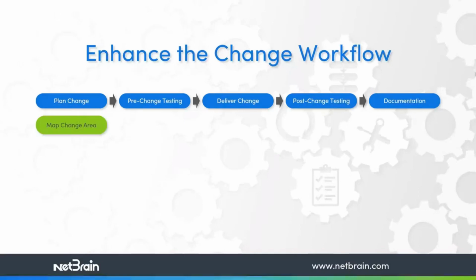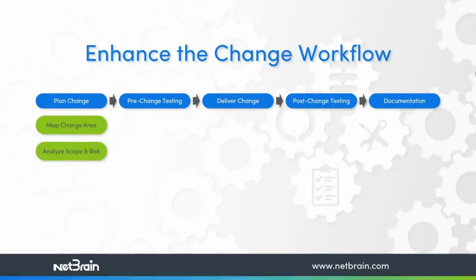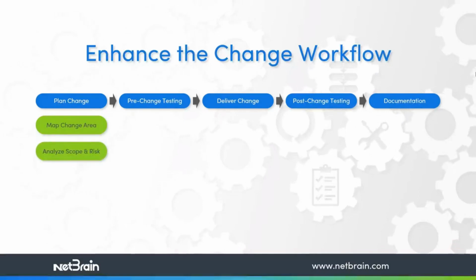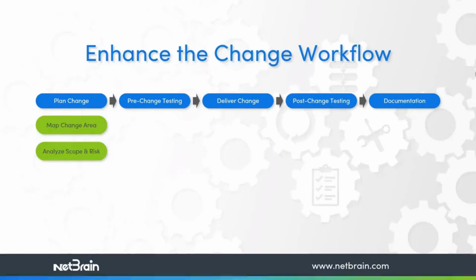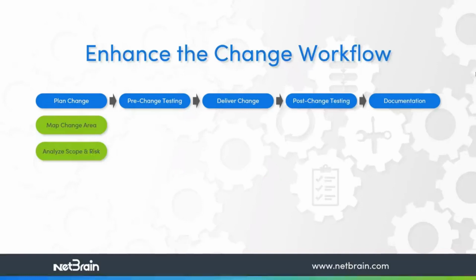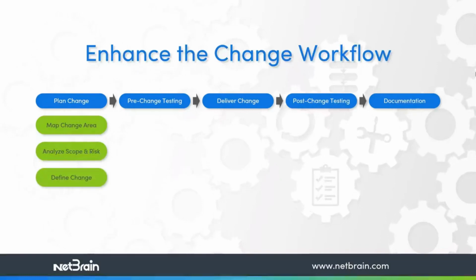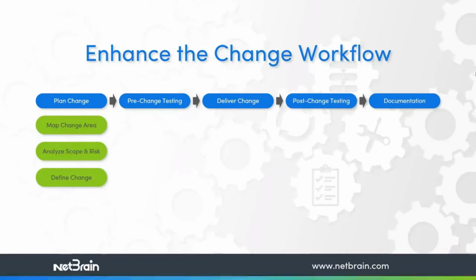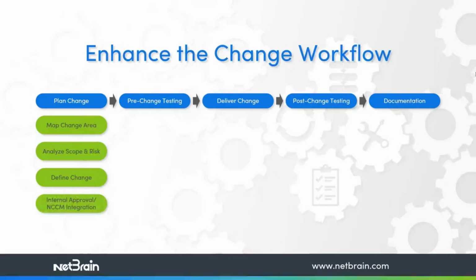From the map, you can identify all the intents previously created for this section of the network and use that understanding to carefully plan out your change, identify scope, and properly analyze the risks. The change can then be defined within NetBrain for peer review and execution. NetBrain facilitates that with built-in approval mechanisms.